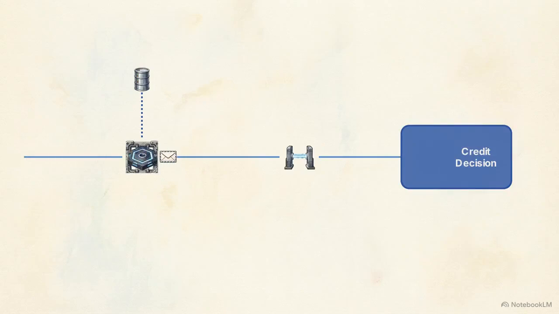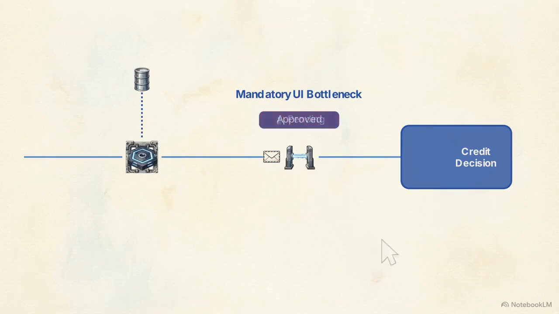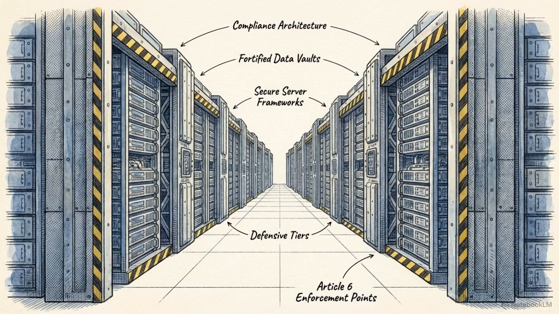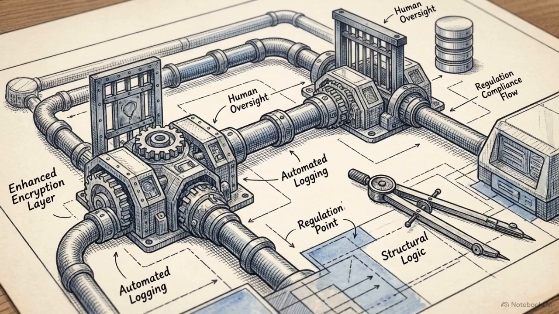The algorithm cannot finalize the loan decision independently. It must route the recommendation to a human operator for validation. The final architecture is heavily fortified, prioritizing auditability and oversight over the speed of the original design. Compliance is achieved by modifying the structural logic of the data pipeline itself.